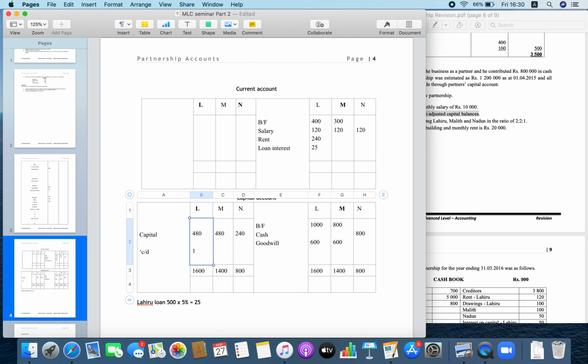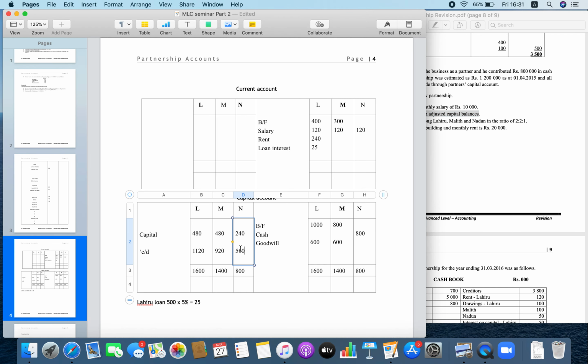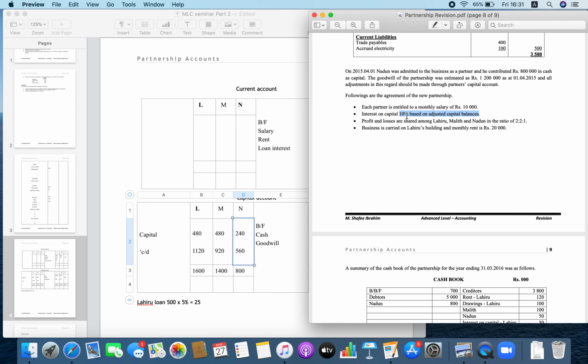So for the first person, 1120. For the second person, it will be 1400 minus 480, which is going to be 920. And then guys, for the last person it's now going to be 560. So guys, let's finish off this once and for all. Interest on capital is going to be 10% based on adjusted balance. So remember, adjusted balance means what? Based on all your carried downs. Now you have to give a 10% interest on capital.